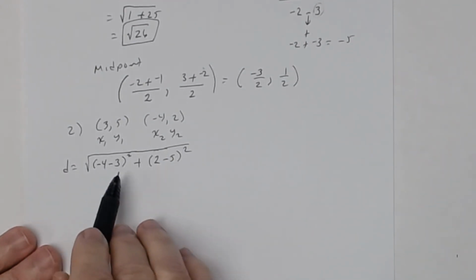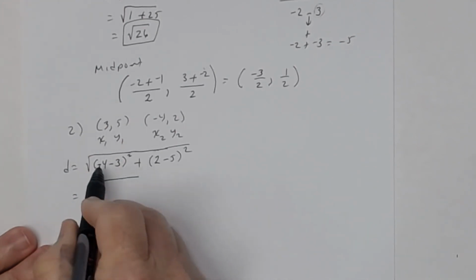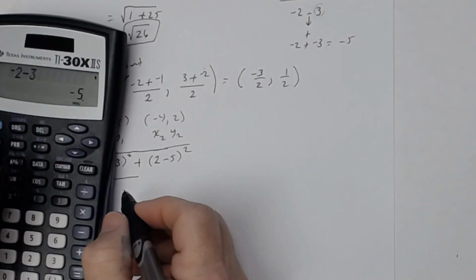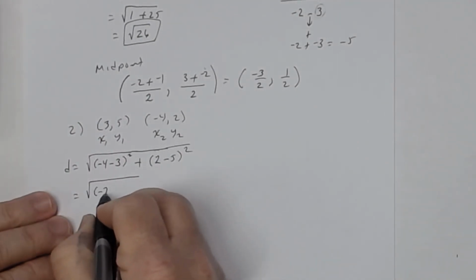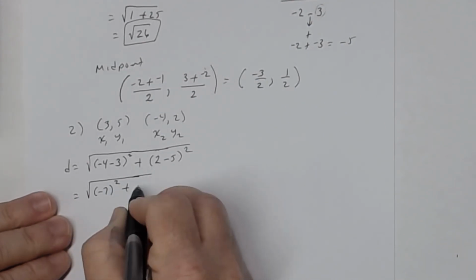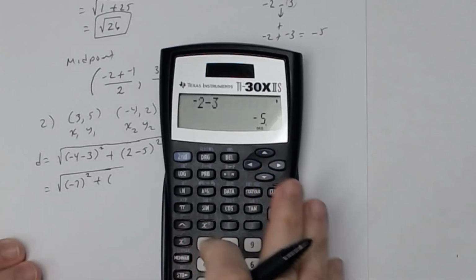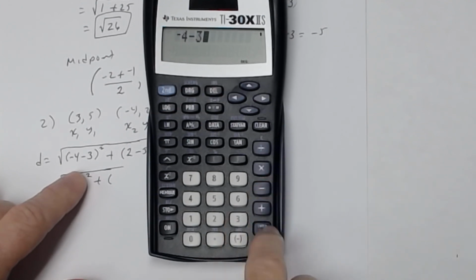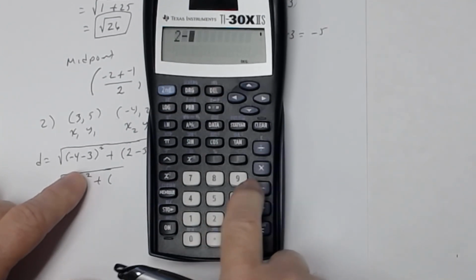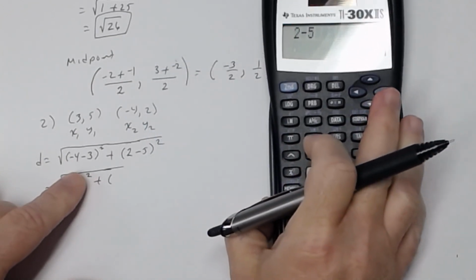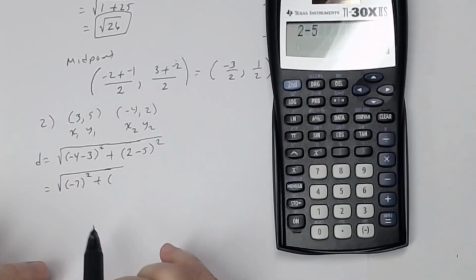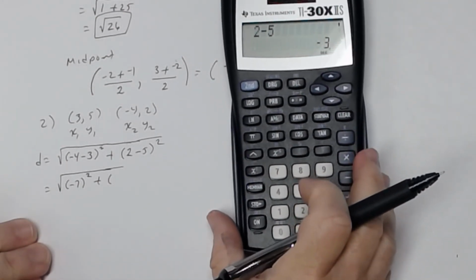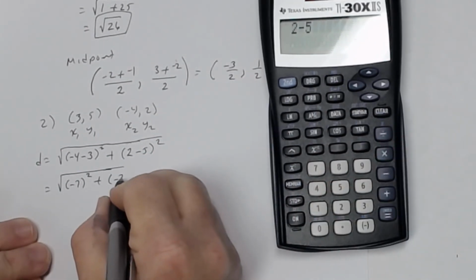Now let's go ahead and simplify each of those parentheses. So it'll be the square root of negative 4 subtract 3. If you use your calculator, you're going to get a negative 7. So that's negative 7 squared. Plus, and then 2 subtract 5. Again, just use your calculator. So remember the first one, negative 4 subtract 3, notice you get negative 7. And then 2 subtract 5, you get negative 3. But hopefully you remember how to deal with signed numbers from your previous experience, so you don't need to rely on a calculator for that. And it'll be negative 3 squared.